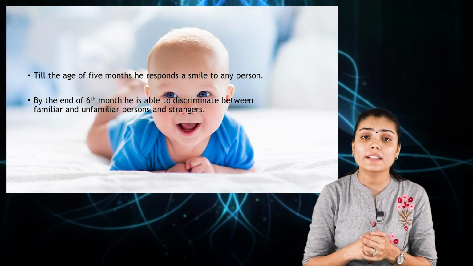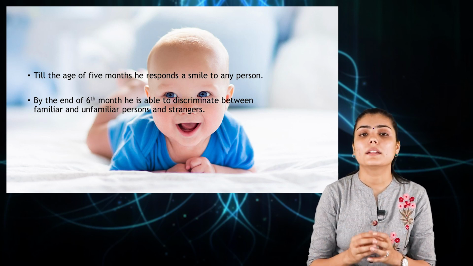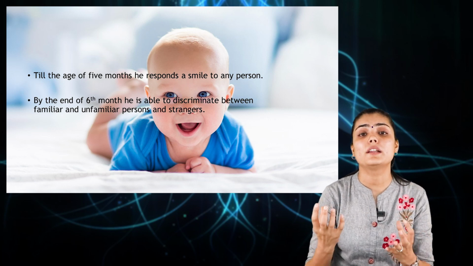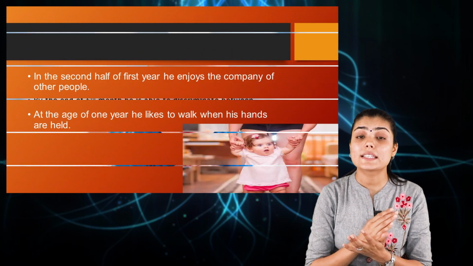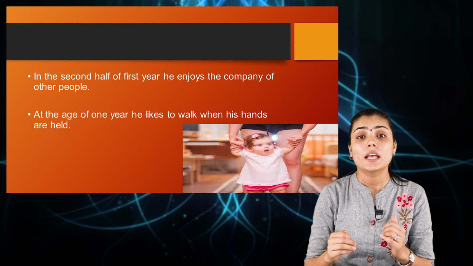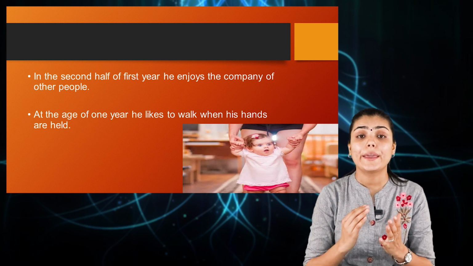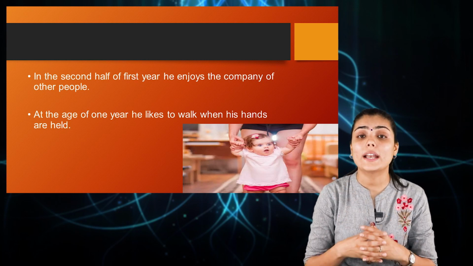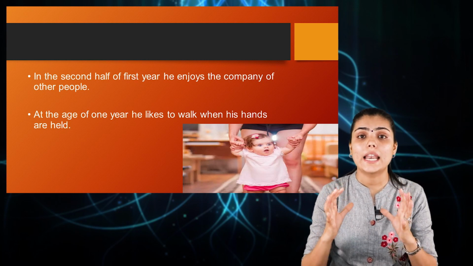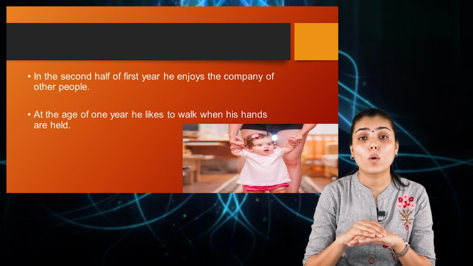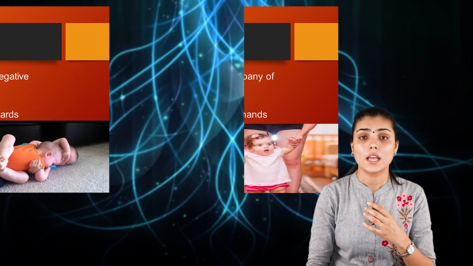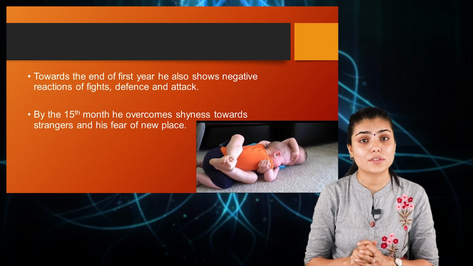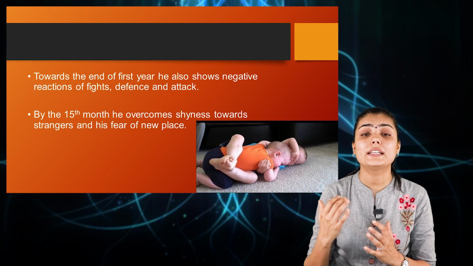But by the end of the 6th month, the infant will be able to distinguish between familiar and unfamiliar people. So in the second half of the first year, the child starts to enjoy the company of other people around. And by the age of 1 year, the child likes to walk when someone holds his hand.